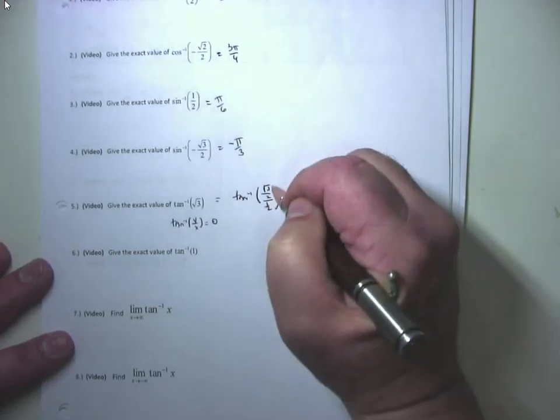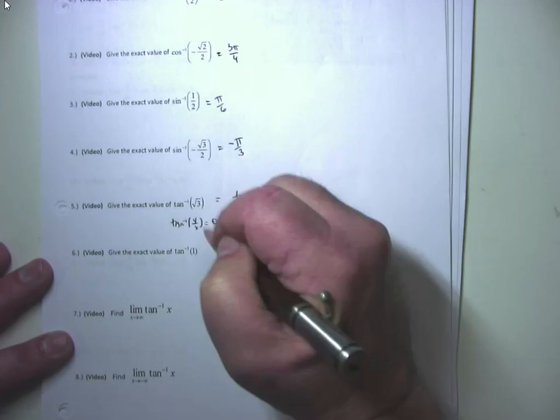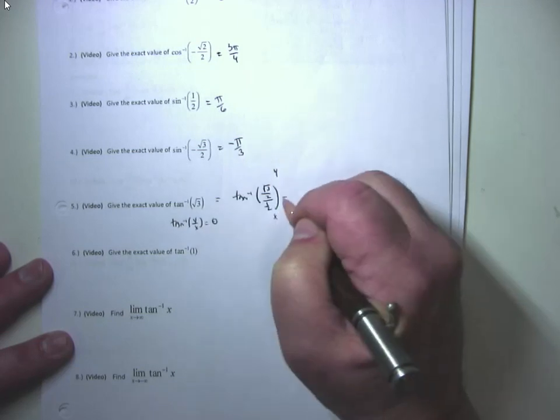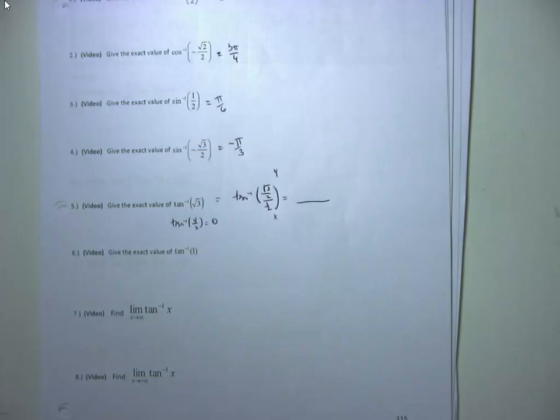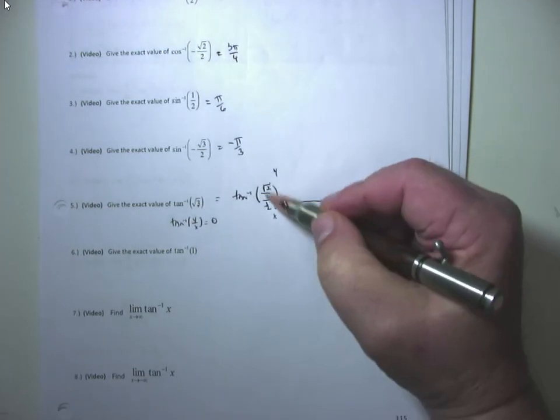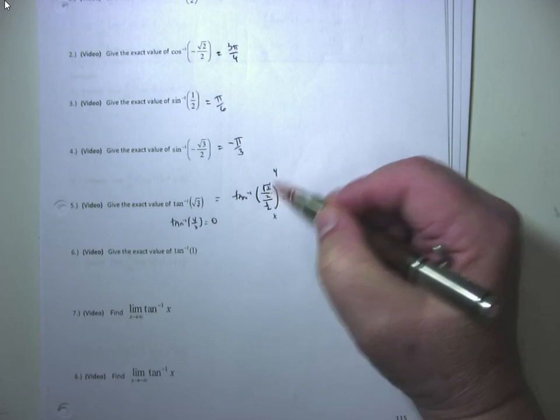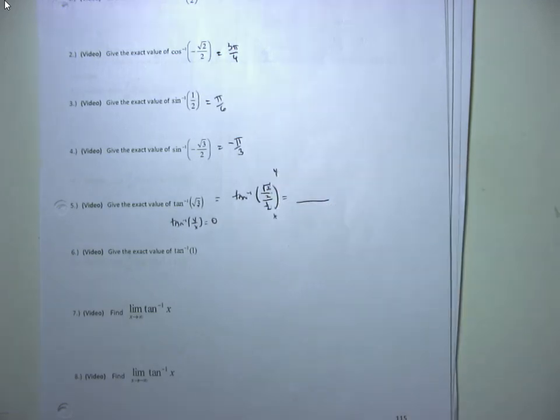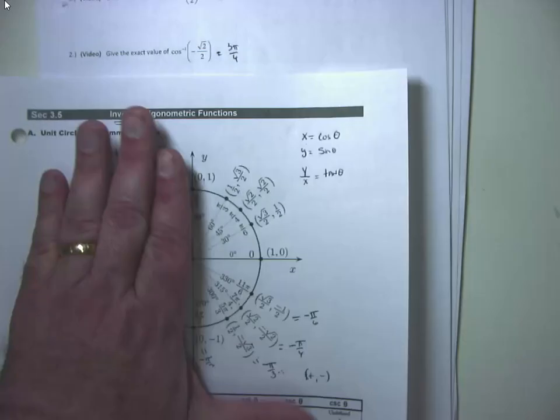And remember, the tangent is y over x. This is the y-coordinate, this is the x-coordinate. And you've got to give me the angle back again. Well, since this guy is positive, they're both going to be positive. And the square root of 3 over 2 is on top, and that's the y-coordinate. X is going to be 1/2. Tangent inverse uses the right half.